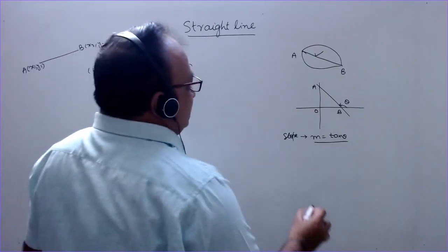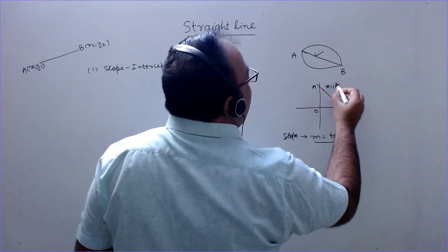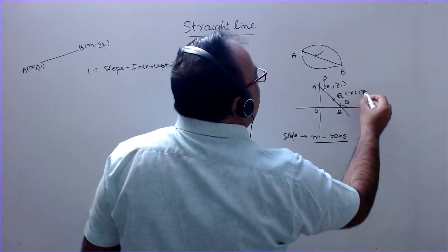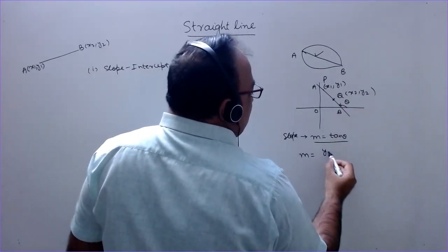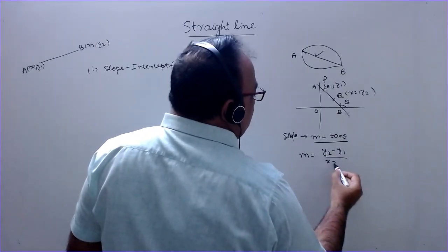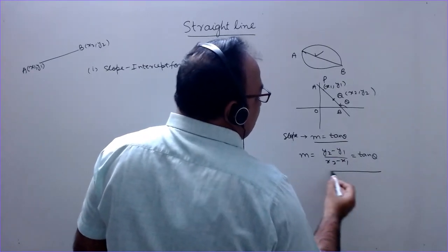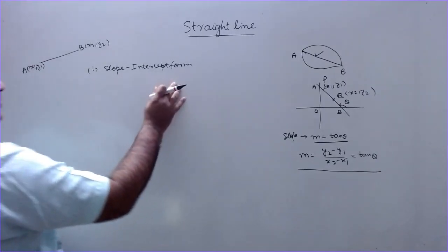Similarly, suppose the line is passing through 2 points, x1 y1, point is P and point Q is x2 y2, then the slope is given by y2 minus y1 upon x2 minus x1, and this is also equal to tan theta. So this is how we define the slope of a line. Remember that the angle has to be taken from the positive direction of the x-axis always. So the first form is slope intercept.